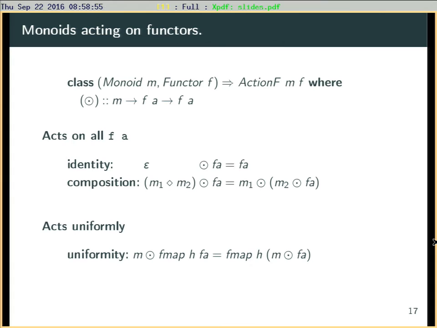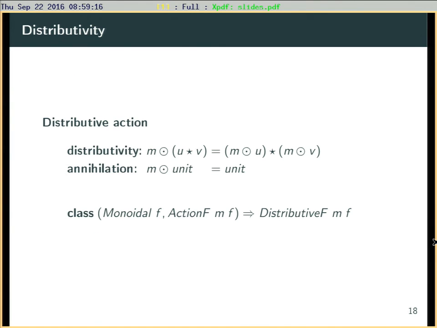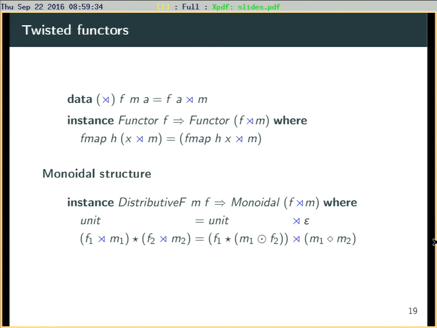This is the same as the laws we saw when monoids were acting on arbitrary types. We need some kind of uniformity in this action, but this is a free theorem, so we don't have to worry about this law. You get it for free. When we are talking about monoidal functors, we additionally want the condition that M should be distributive over the star. The star is the multiplication in the monoidal functor setting. Once we have this distributive law, we can form what we call the twisted functor, which is essentially the semi-direct product carried out.